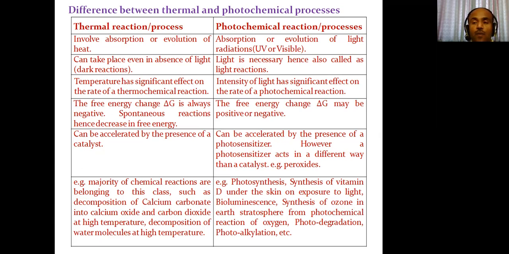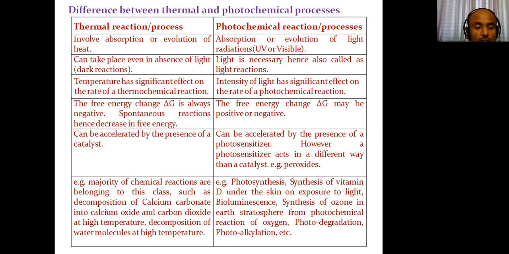Examples: various peroxides such as H2O2 hydrogen peroxide, metachloroperbenzoic acid, or benzoyl peroxide, or AIBN. These are some famous photosensitizers used in photochemical reactions.